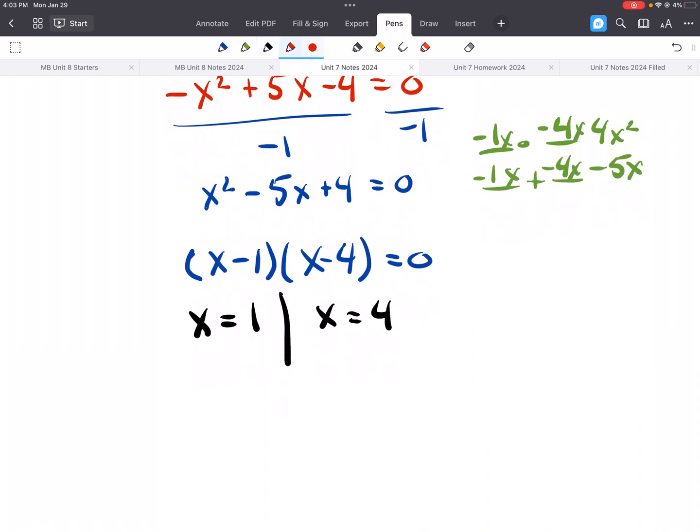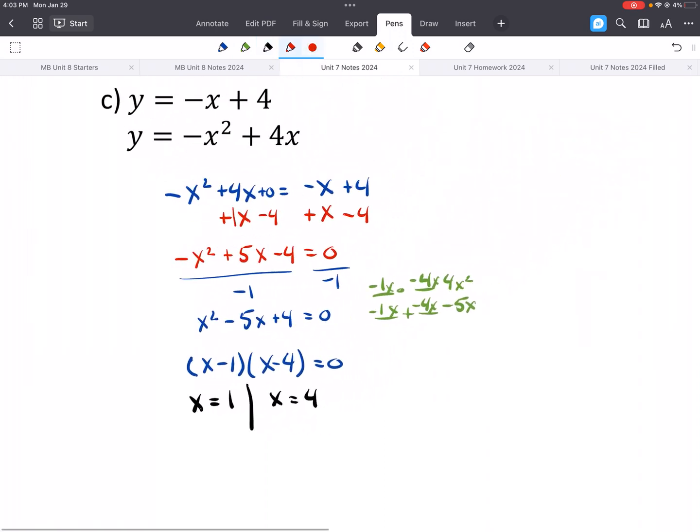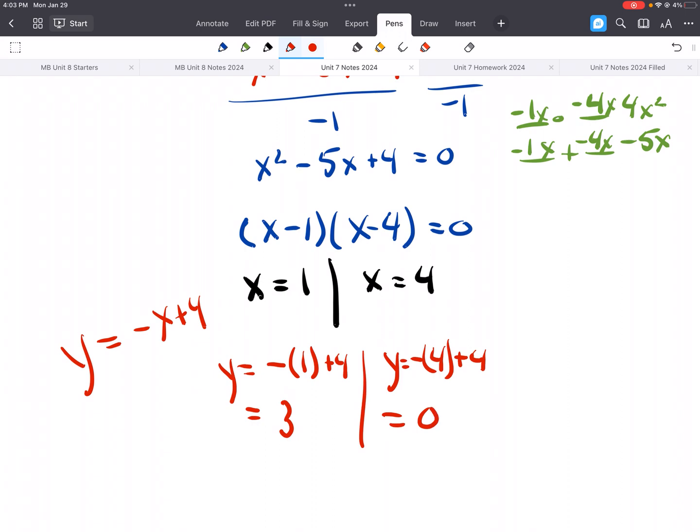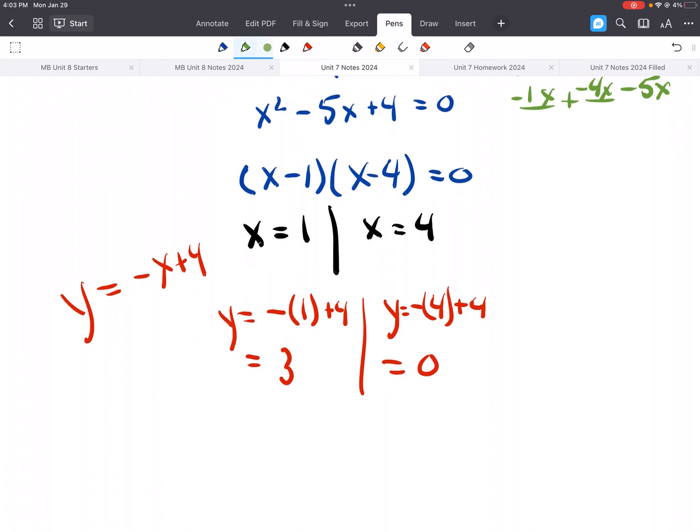To find the y's, we just plug it into whichever you think is the easiest. I think it's the y equals negative x plus 4. So we'll do y equals negative 1 plus 4 equals 3. And then we could do y equals negative 4 plus 4, so we'd get equals 0. So our two solutions would be 1, 3 and 4, 0.